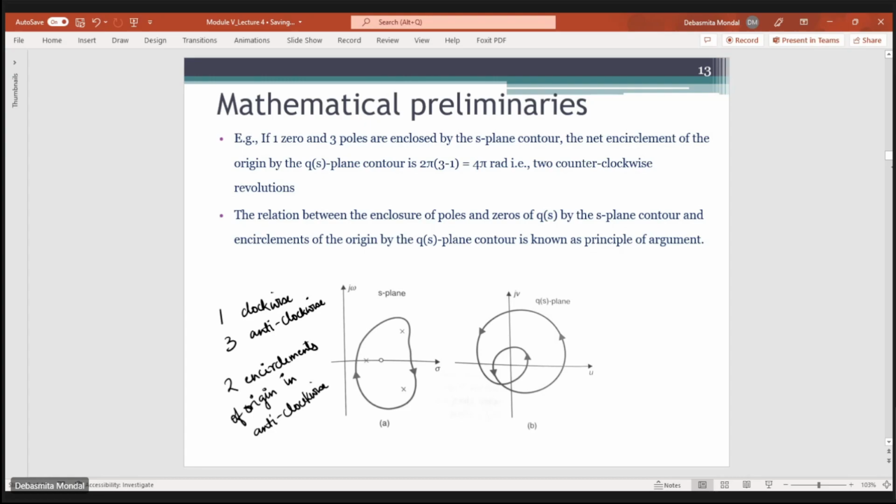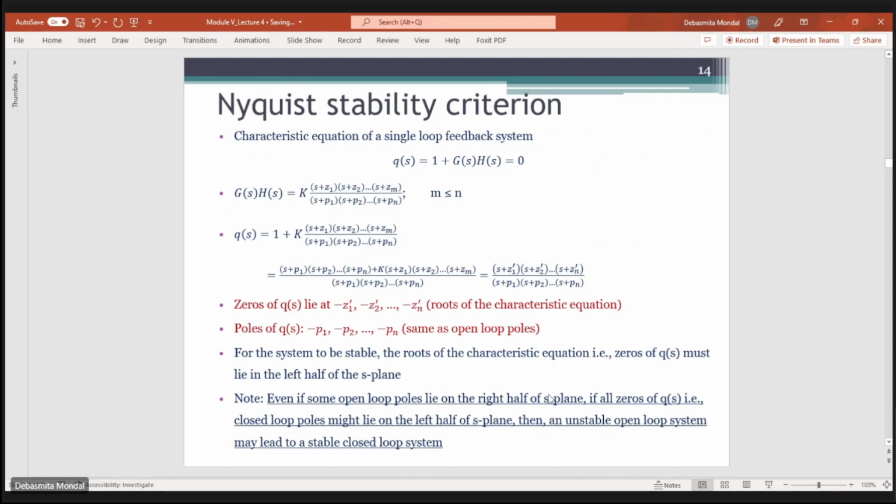Now this relation between the enclosure of any number of poles and zeros by the S-plane contour and the corresponding encirclements of the origin in the QS plane is known as the principle of argument. Based on this, we'll try to derive the Nyquist stability criterion.